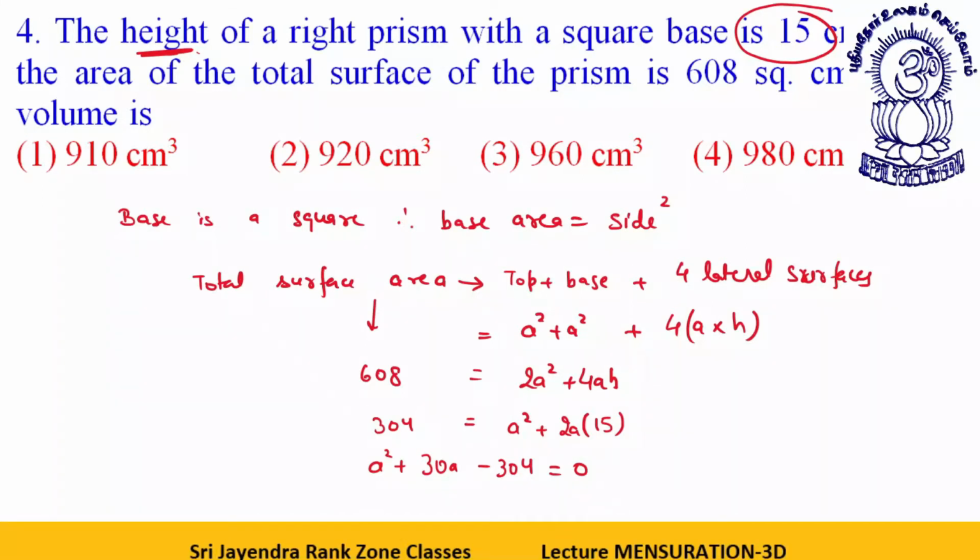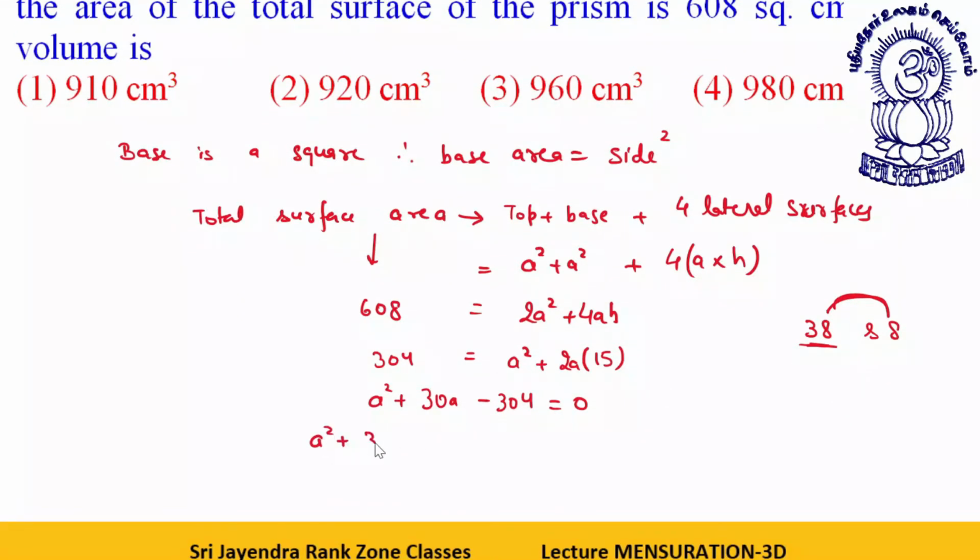Now you have to break this 30 into two parts, so that when you multiply those parts you get 304. So those parts could be 38 and 8. 38 into 8 gives me 304, I understand. So how will I break it now?